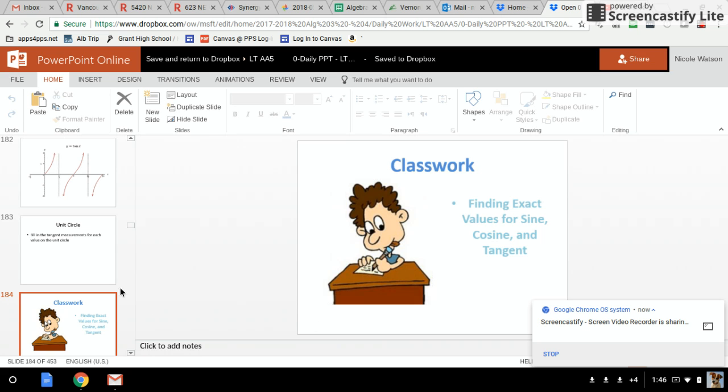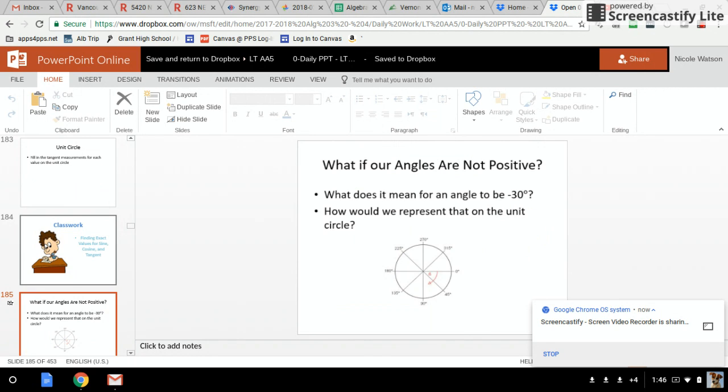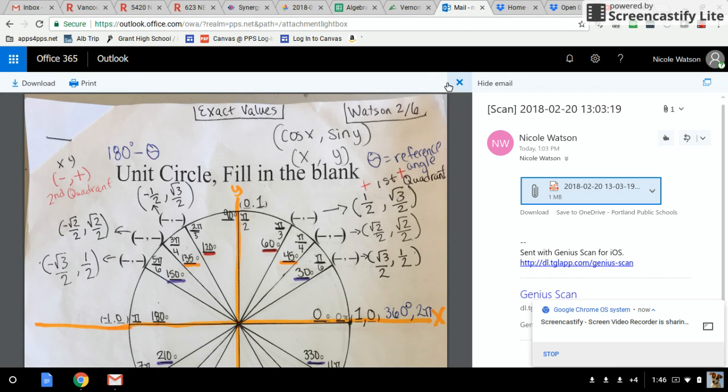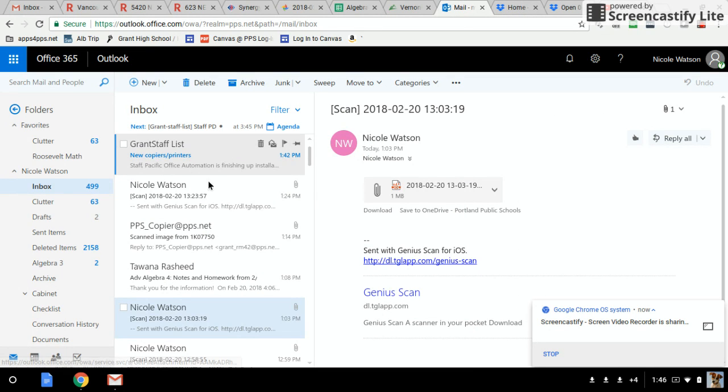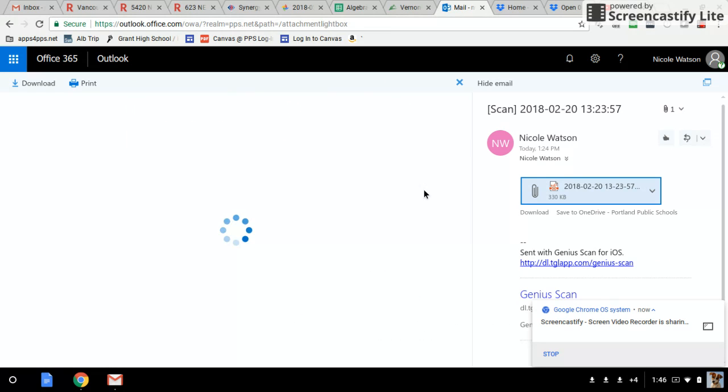Hi folks, I've got another video here for you about what happens if our angles are not positive. You've just done your classwork. I want to show you this right here real quick. I'm going to have to exit out and go all the way right here and look at some negative values.